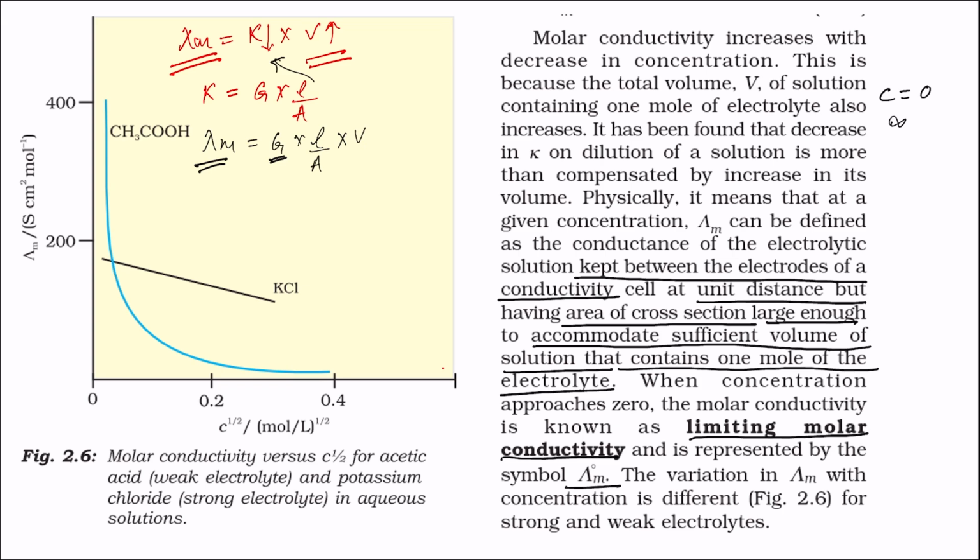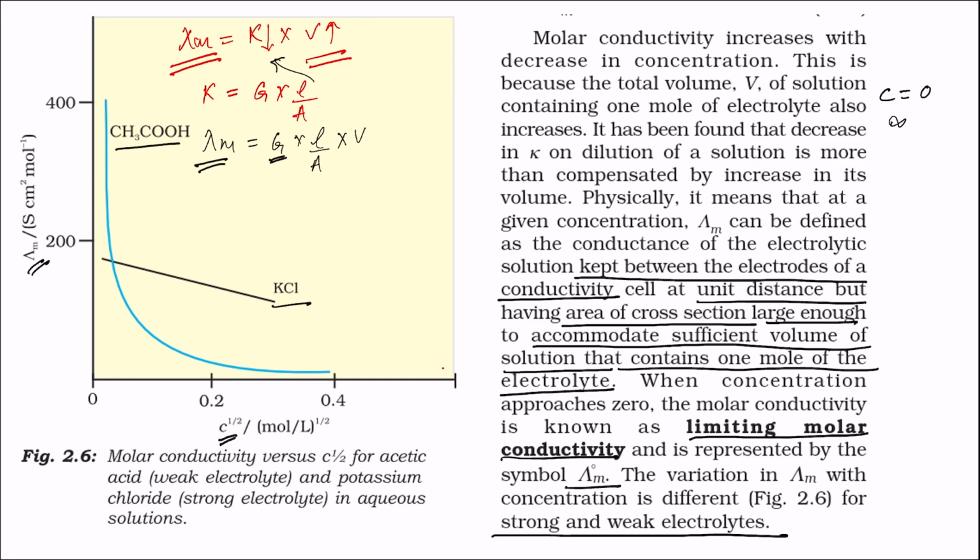The variation of molar conductivity with concentration is different for strong and weak electrolytes. Now in this graph, the variation of molar conductivity with dilution for both a weak electrolyte, that is acetic acid, and a strong electrolyte, that is KCl, is given. On the y-axis is molar conductivity, on the x-axis is square root of concentration.